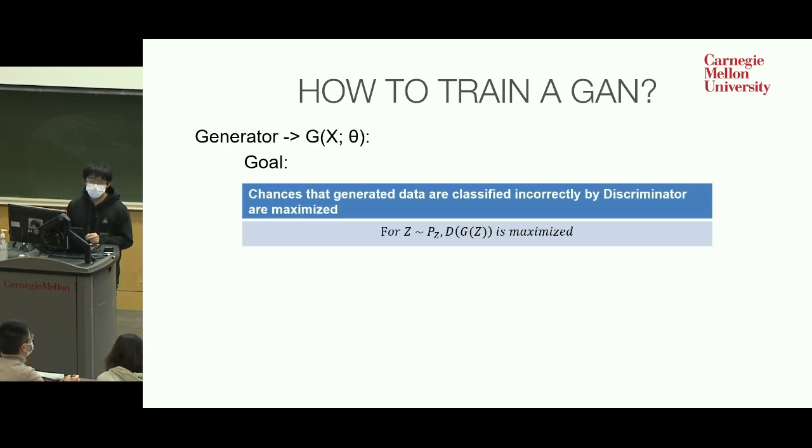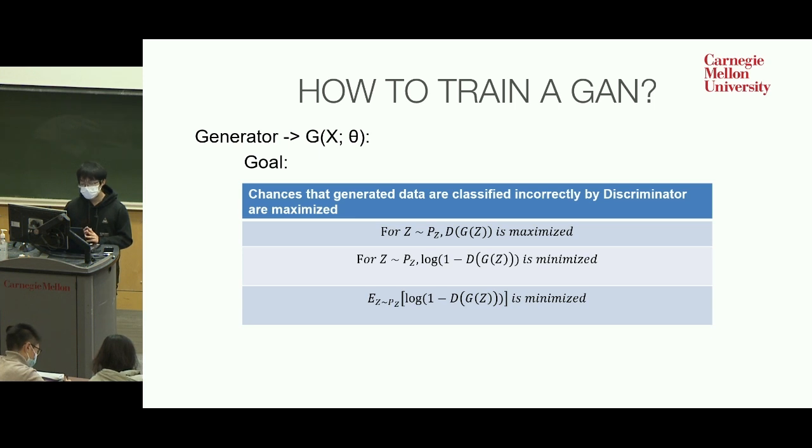All right. For the generator, we have one goal, which is to try to maximize the chance that the generated data are classified incorrectly by the discriminator. So we start with, for any Z that belongs to the latent vector distribution, we want D(G(z)) to be maximized. And we add the log, still maximizing it. We change its direction by putting a minus sign here, and we try to minimize this one. We also perform the integration for this function of the log, and then we are basically calculating the expectation of the function inside the expectation sign, which we are trying to minimize.